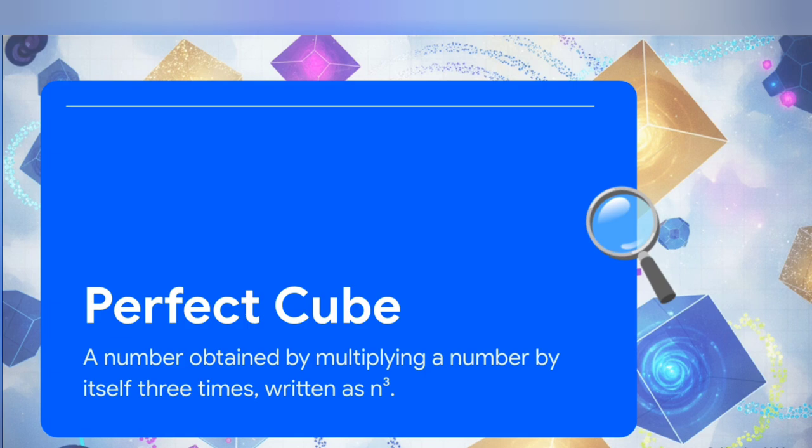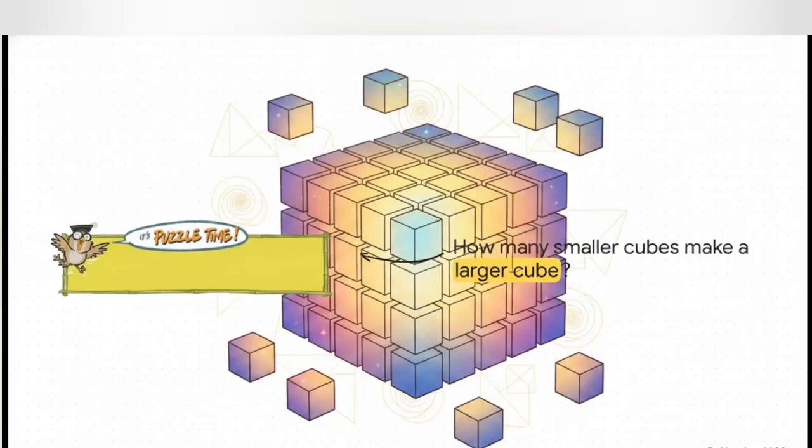Mathematically, it's simply a number obtained by multiplying a number by itself 3 times. For example, multiplying 2 by 2 by 2 gives you 8. In algebra, for any number n, we just write n to the power of 3, or, as we usually call it, n cubed. To really visualize this, imagine stacking actual building blocks.